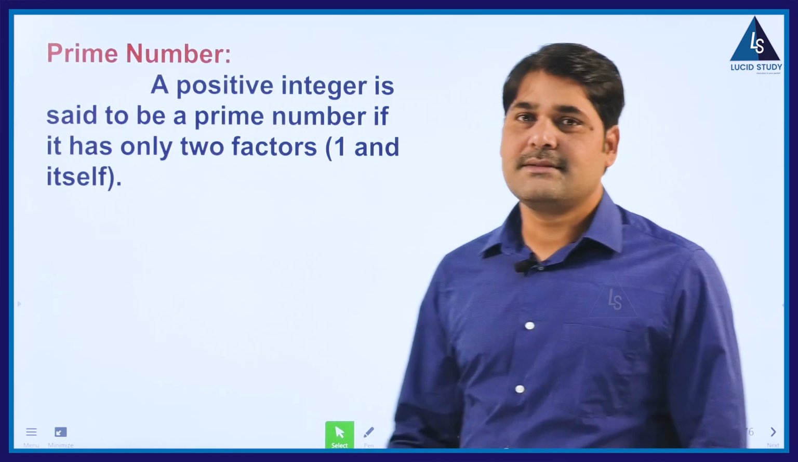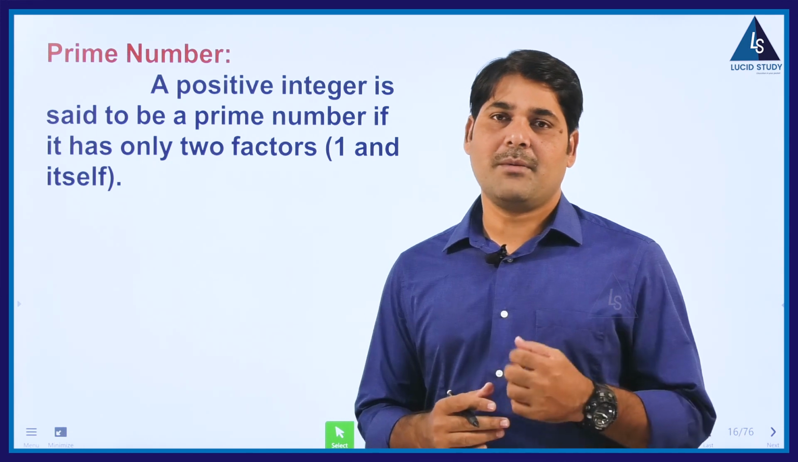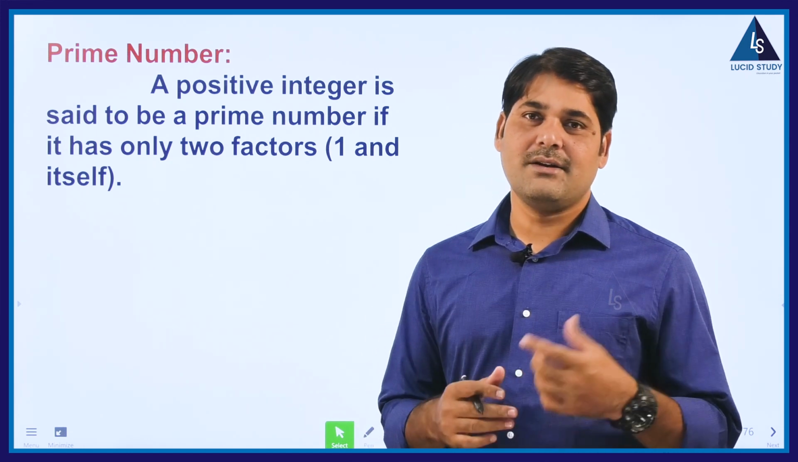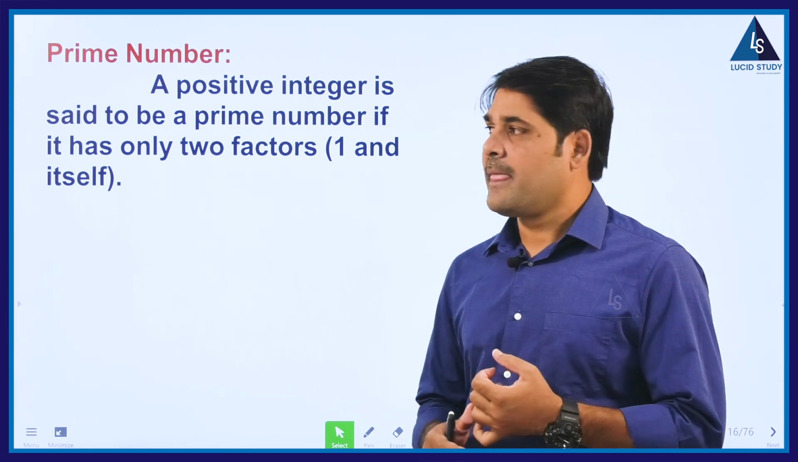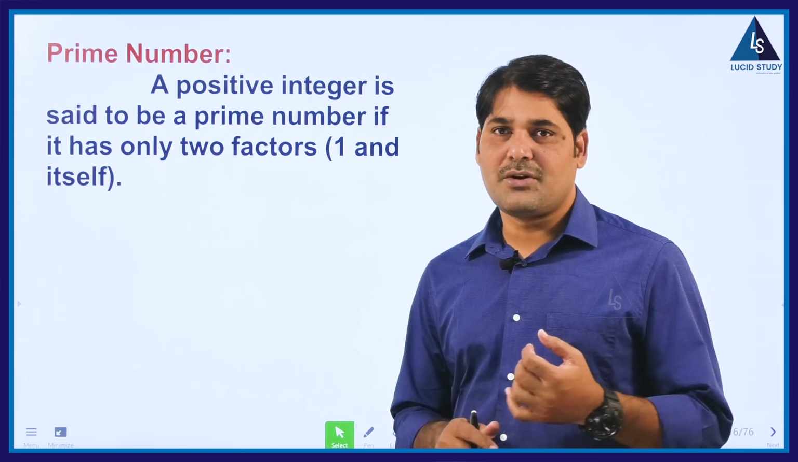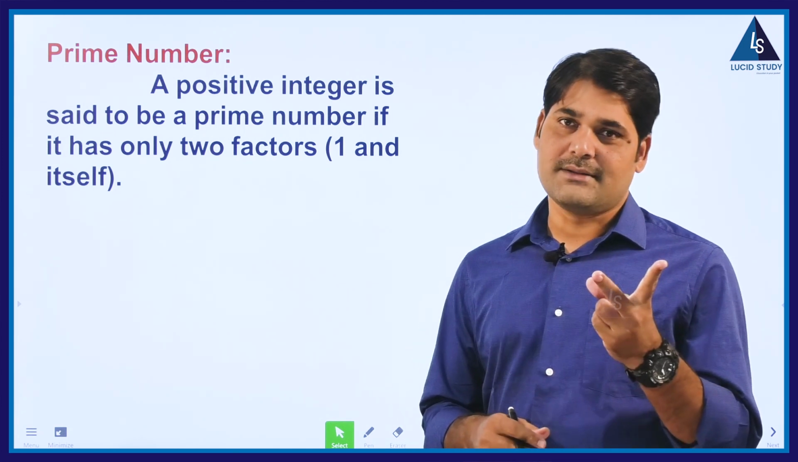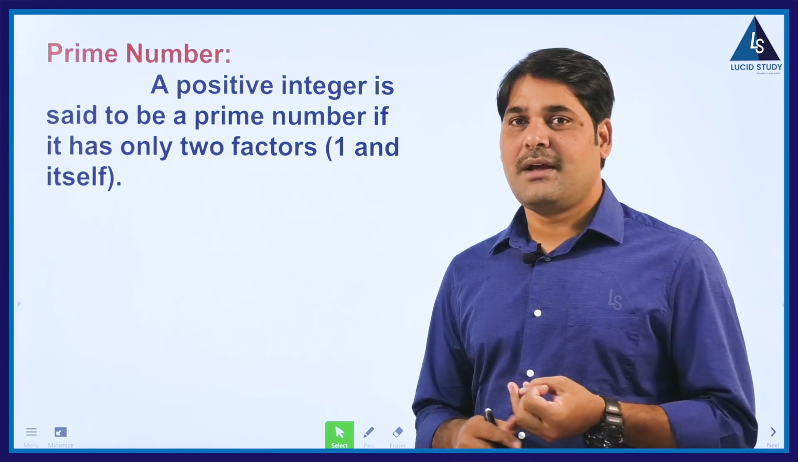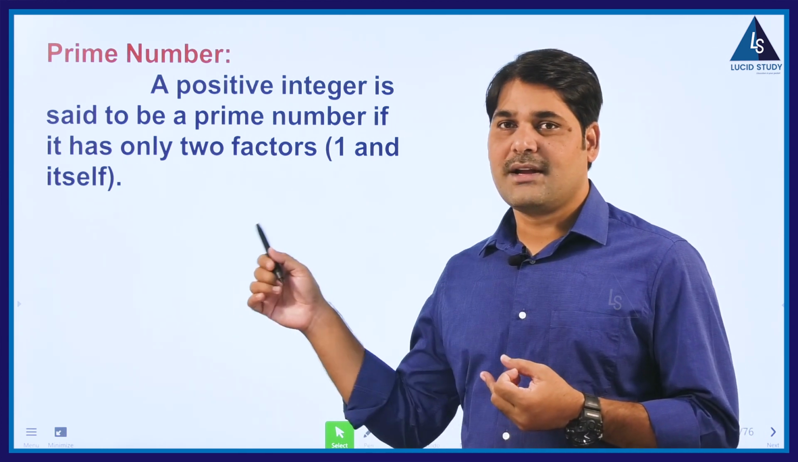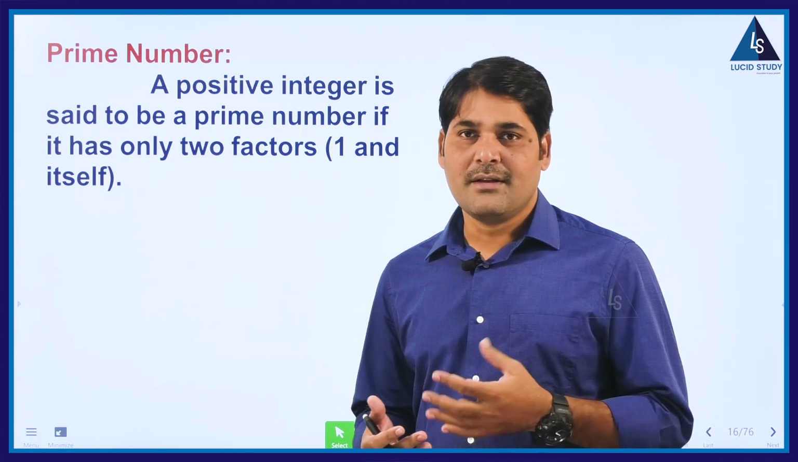The first one you should know is the prime number. What do you mean by prime number? You have already studied prime numbers in lower classes, so we will recall it again. A positive number is said to be a prime number if it is having only two factors. What are those two factors? 1 and itself. If a number is having only two factors, then we can say that it is a prime number. Can you tell some examples of these prime numbers?